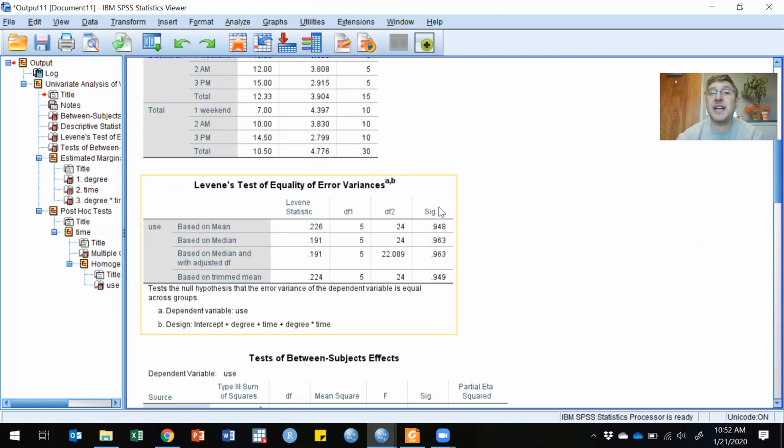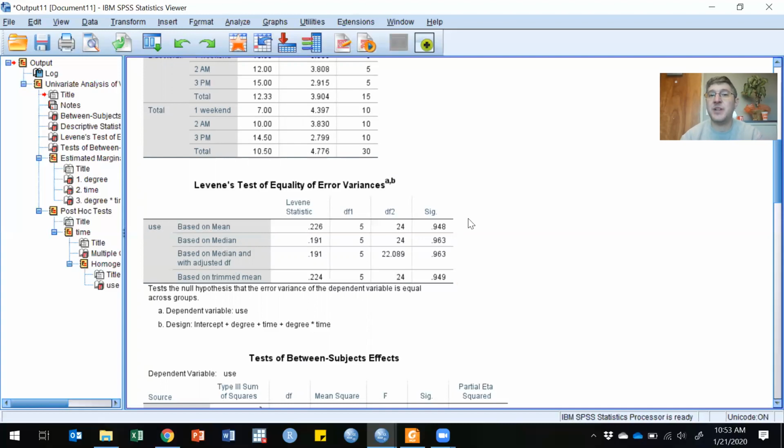The first thing we'll look at then is this Levene's test of equality of variance. This is one of those tests where we want to fail to reject the null hypothesis. The null hypothesis in this case is that the variances across the groups are equal, and that's what we want, right? Is that the variances, really the population variances, are equal in each one of the groups.